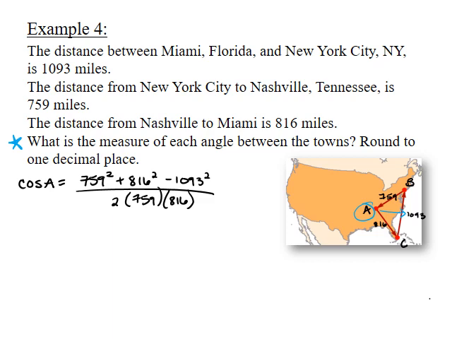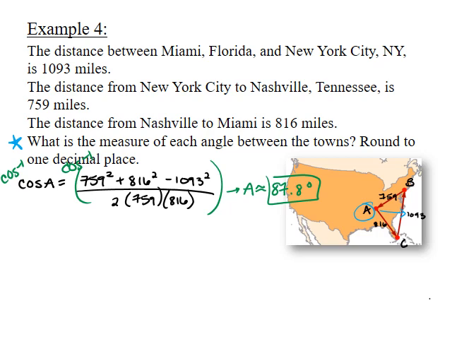To get A by itself, just to save some writing, I'll take cos inverse of both sides, and we will find that A is approximately 87.8 degrees.